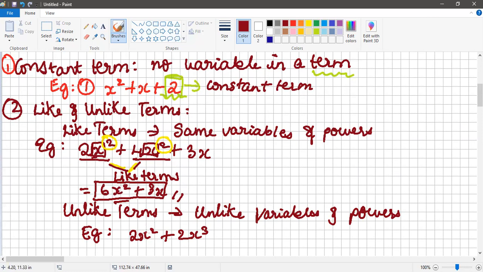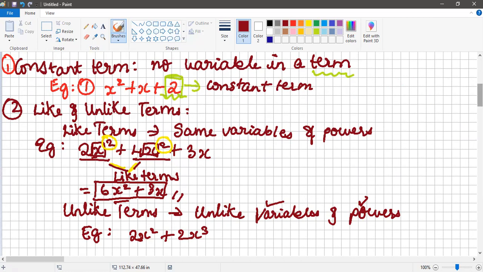Therefore, it is unlike. For a term to be called a like term, it must satisfy both conditions. If it has like variables and like powers only, it is called a like term. But if it has like variables and unlike powers, we cannot say that it is a like term. Suppose it has unlike variables and like powers, still we can say that those are unlike terms. They cannot be called like terms.